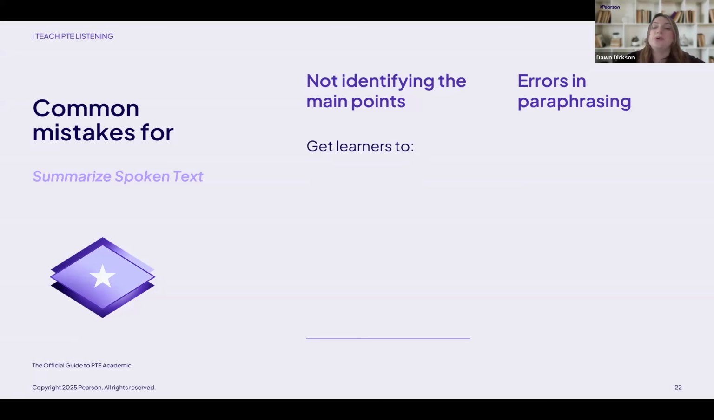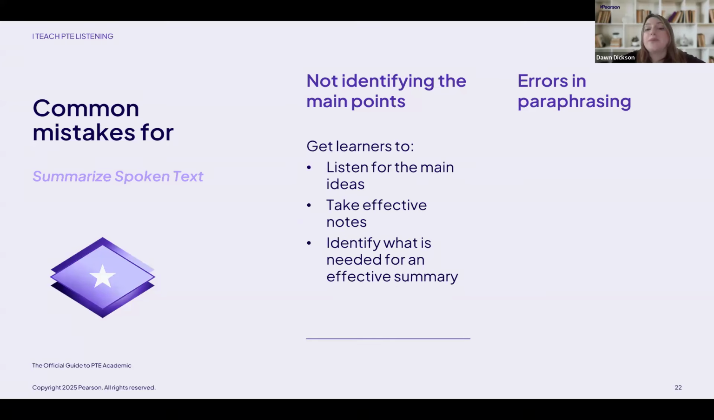For not identifying the main points, we can get learners to listen for the main ideas. We can also get them to take effective notes. And we can also make sure that they are able to identify what is needed for an effective summary. This last one, in my opinion, is very important. You may find that some learners are not aware of what constitutes a good summary. As I mentioned before, there is a tendency at times to write too many words. The nature of a summary is that it should be concise, it should be accurate, it should contain the main ideas. But sometimes learners have the temptation to put everything in there. So make sure your learners are aware of what is needed for an effective summary.